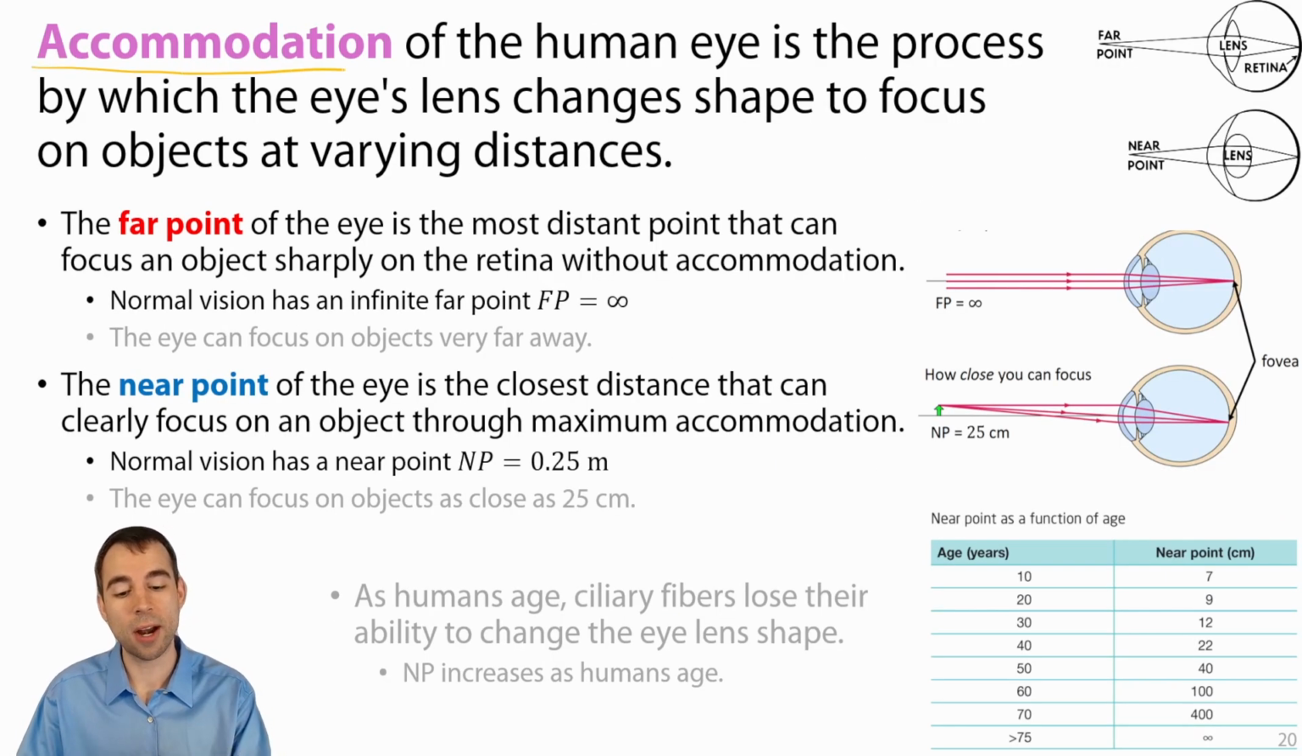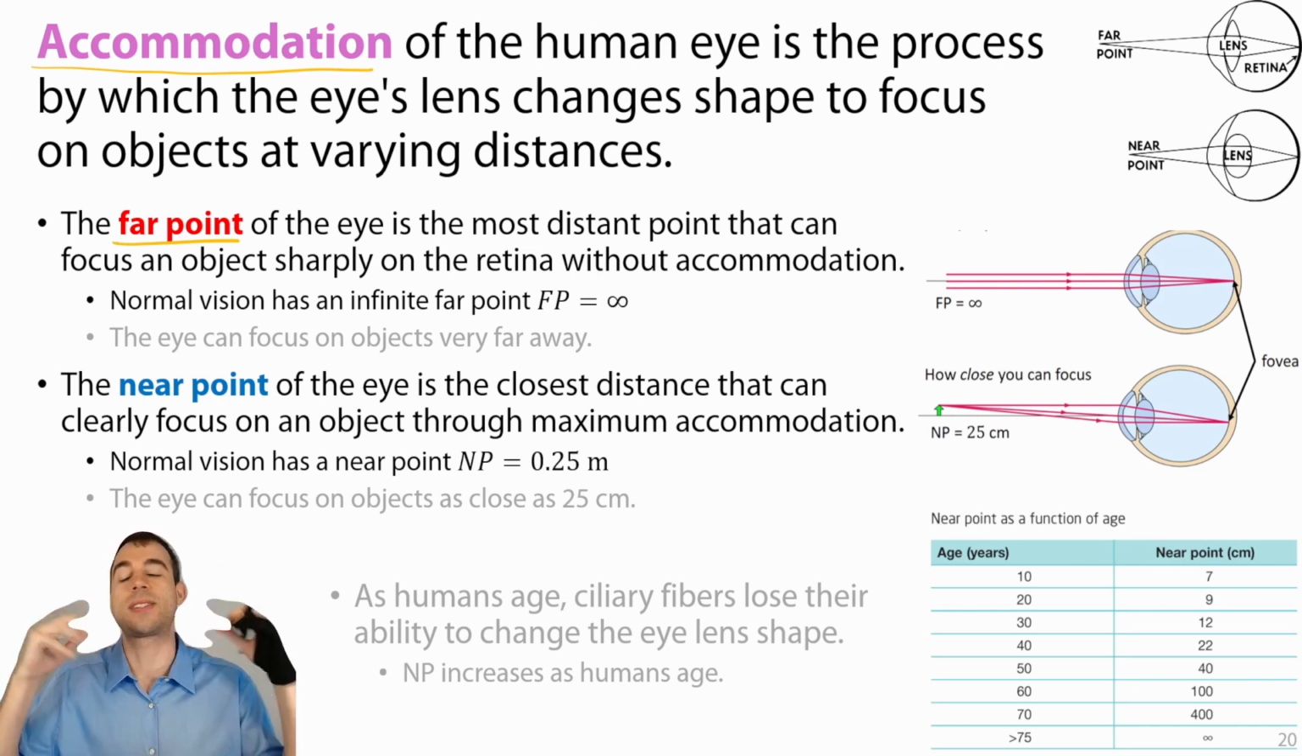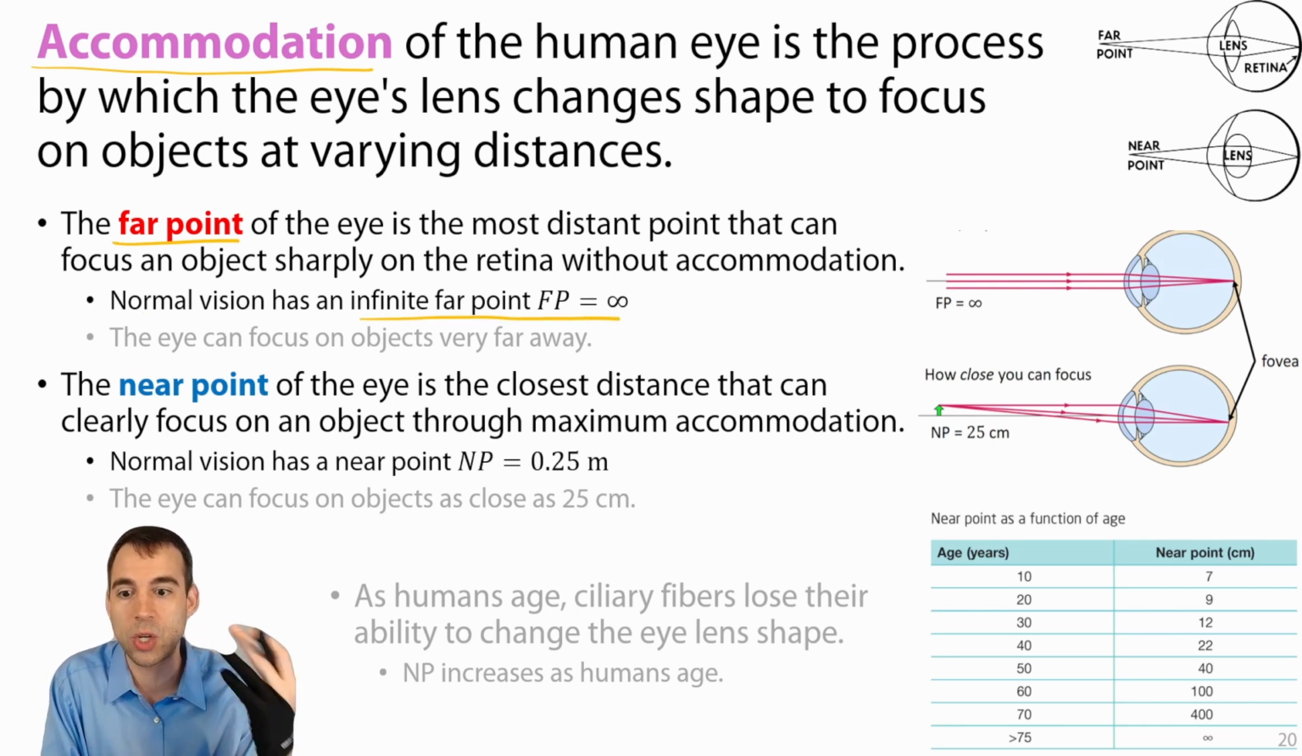Accommodation is the way that our eye changes its shape to focus on objects that are farther or closer away. In this way, we would say that the eye of a human has a far point. This is like the farthest distance away that we can see things clearly without any form of accommodation. No squinting, no changing of the size of our iris or anything like that. And we would say that normal standard vision has an infinite far point. Very far away objects we should be able to see clearly.